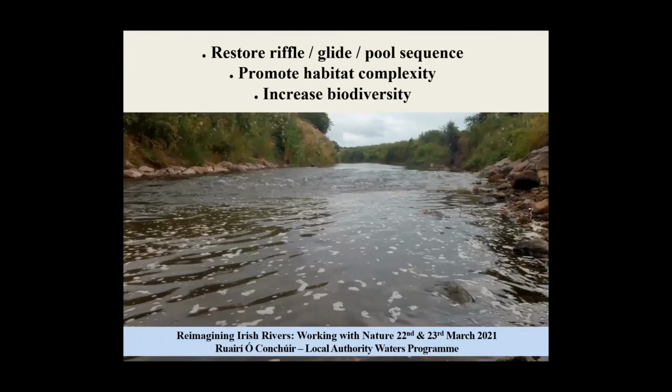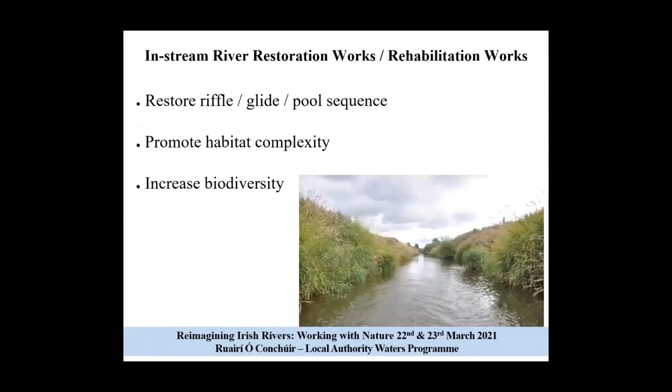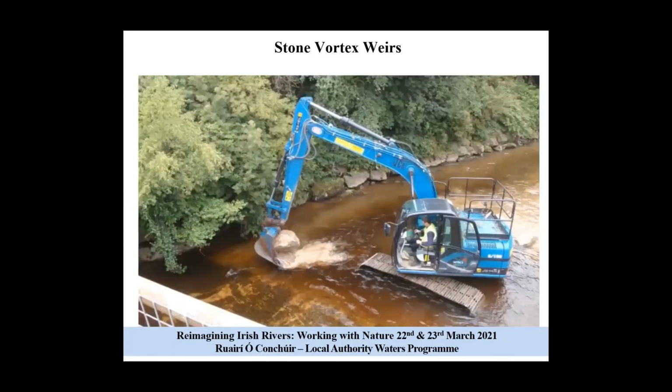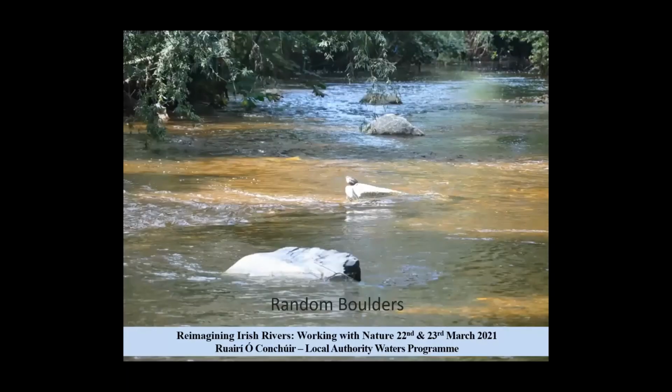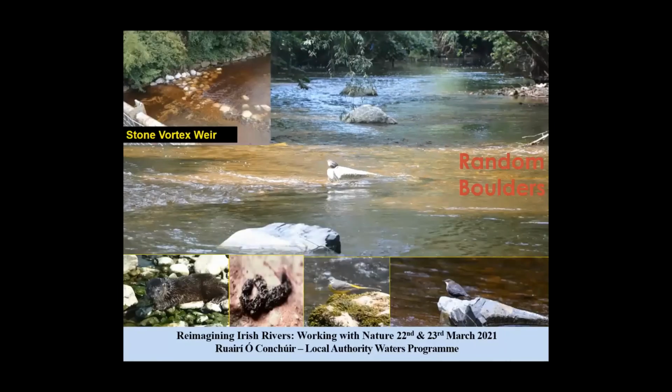So certain aspects of in-stream works. Adding stone vortex weirs. Again, this is the Ballymaccio Bridge on the Newport River. Adding random boulders, just strategically placing random boulders within a river. Adding complexity into such a river. Multiple benefits for dipper, for otter, white wagtail, or just a grey wagtail. Multiple benefits accruing there.